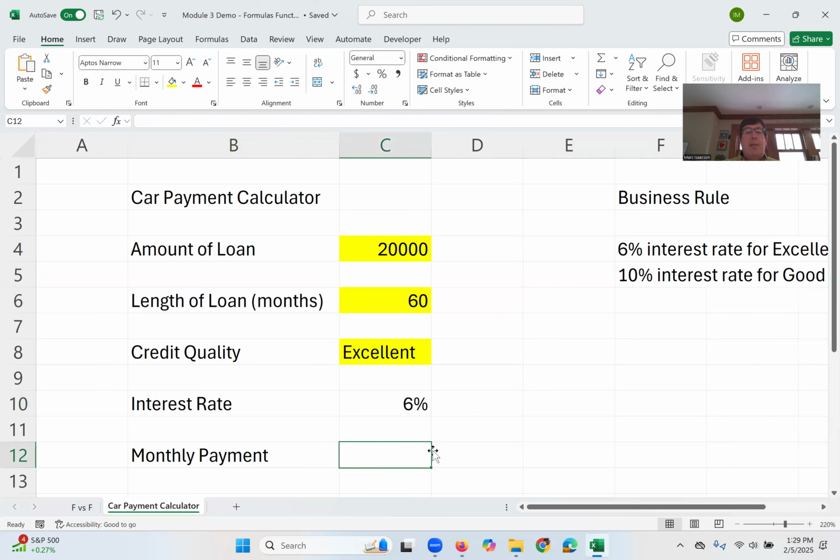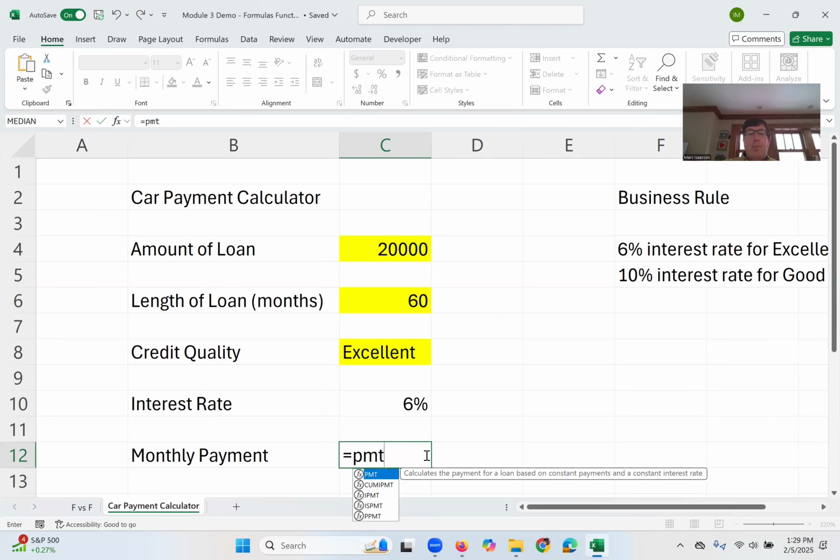And again, there is a mathematical formula. I could find it on the web. I could find it in a Finex textbook, but it's complicated. And so I'd rather use a function in Excel called the PMT function. And it has a number of different arguments.